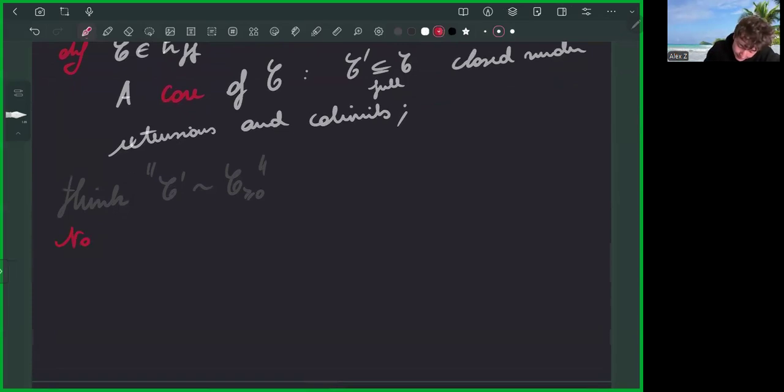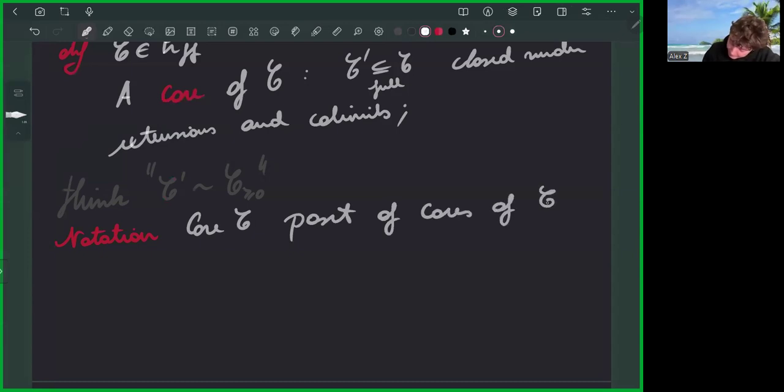And then we can have the following notation. The notation is the following, namely that core C is the poset of cores of C ordered by inclusion.